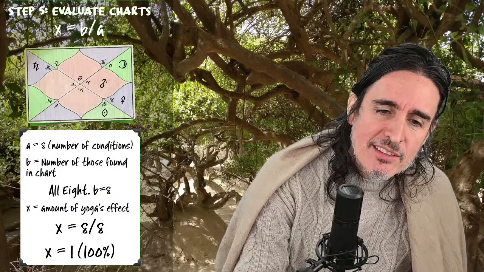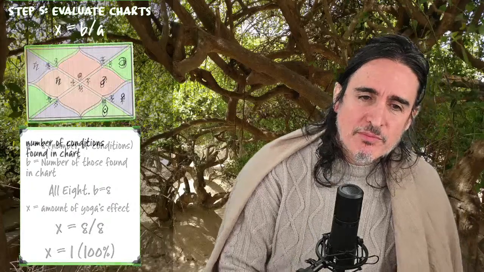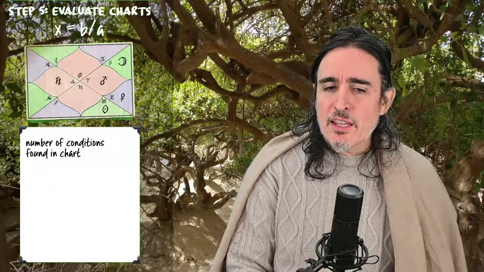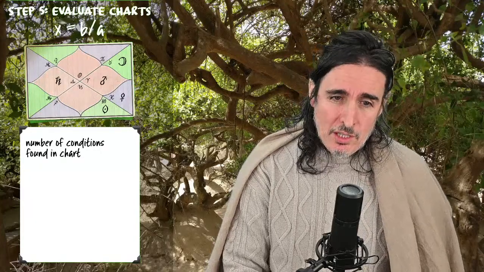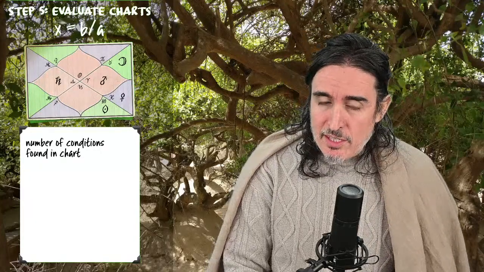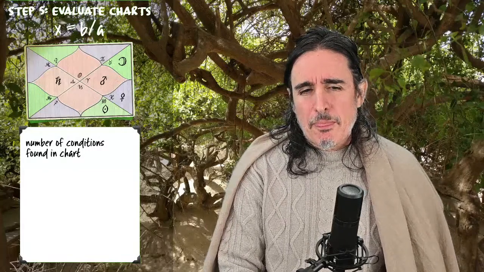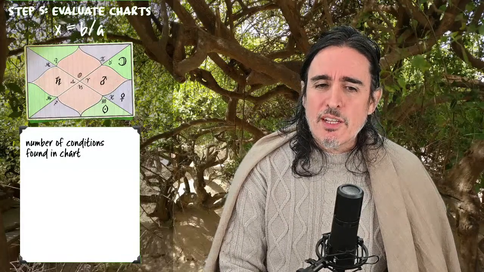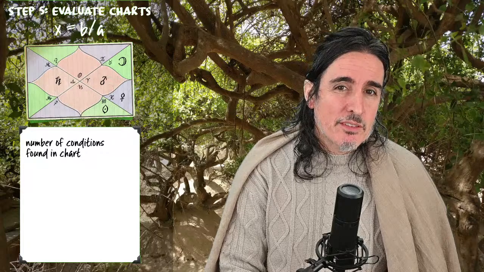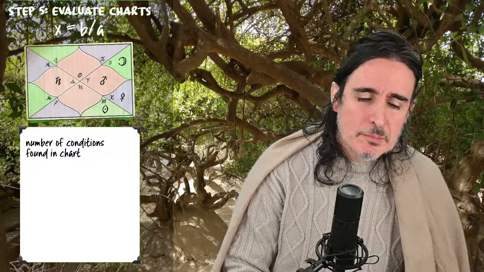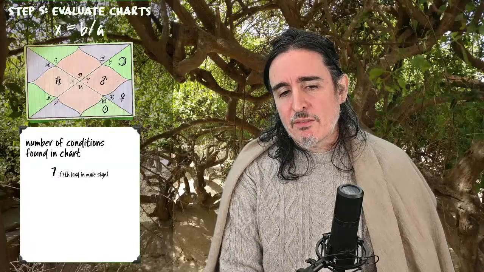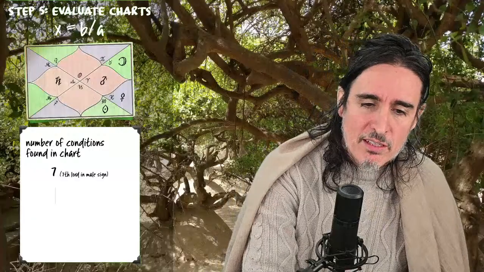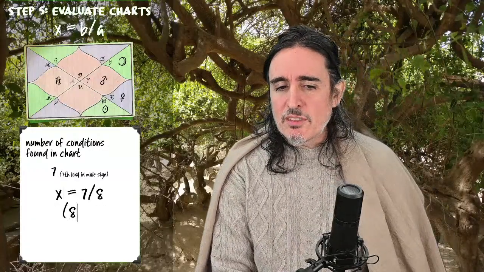Let's look at another one. Let's move something in this. Here, let's evaluate again. How many conditions? What we did was we moved the 7th Lord out of Virgo and into Libra. So Libra is very nice for this 7th Lord, but it's not a female sign. So we lost one of the conditions. Instead of having 8 out of 8, we got 7 out of 8 conditions met. So X equals 7 out of 8.